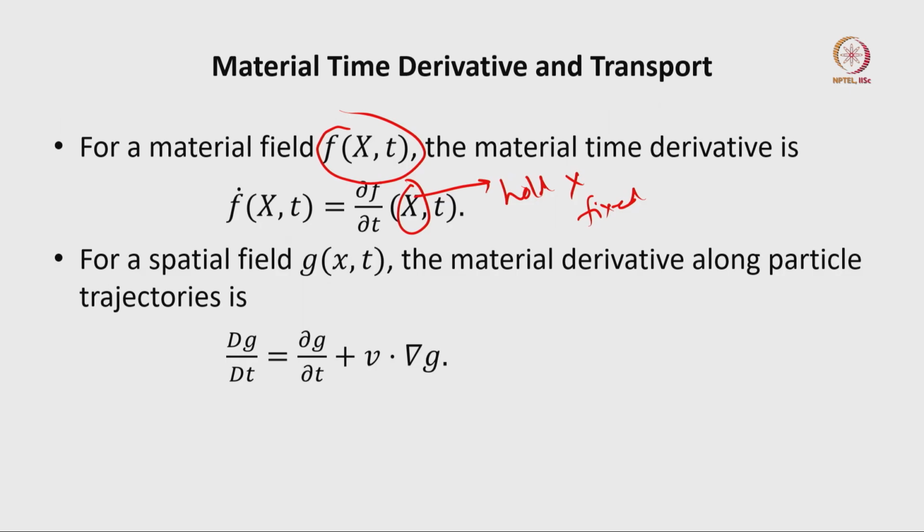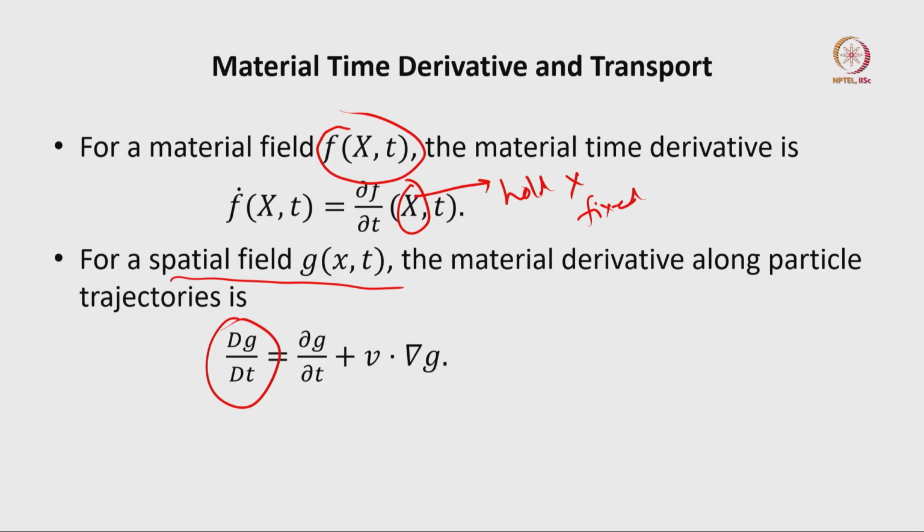But if instead of f we take a spatial field g, which is a function of small x and t, then according to the formula for total time derivative and the chain rule, we get the total time derivative of g, which we call capital Dg by Dt. Why it is called capital Dg by Dt, I do not know. That is the typical symbol that we have used in mechanics for a long time. So it has been practiced that way.